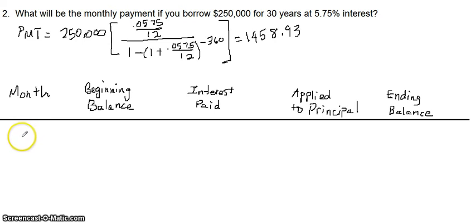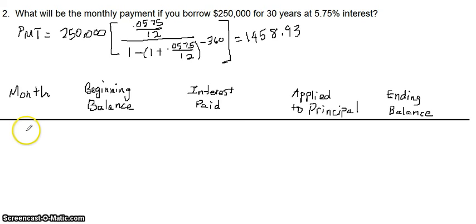An amortization table is a table that shows, for every month of the loan, what the beginning balance was that month, how much interest was paid, how much got applied against the principal. In other words, how much of the loan did you pay off that month, and then the ending balance, which then becomes the beginning balance of the next month.